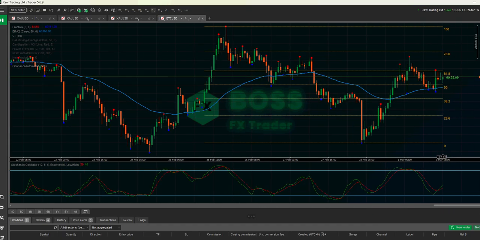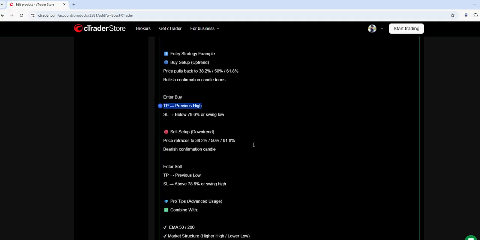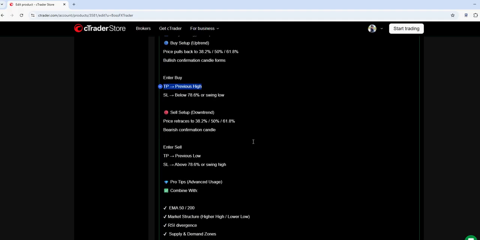Now let's proceed. Okay, so setup. Price retrace at 38.50 and bearish confirmation. So there you go. It's a sell entry. They retrace. So TP is the previous low, and then above 78 or the swing high.